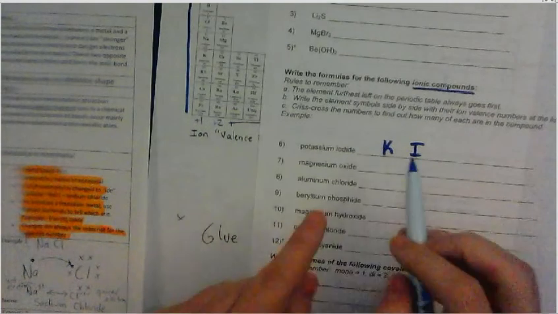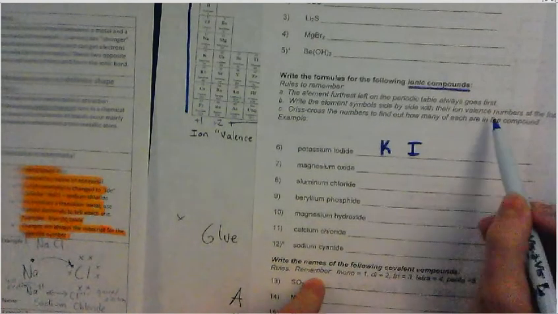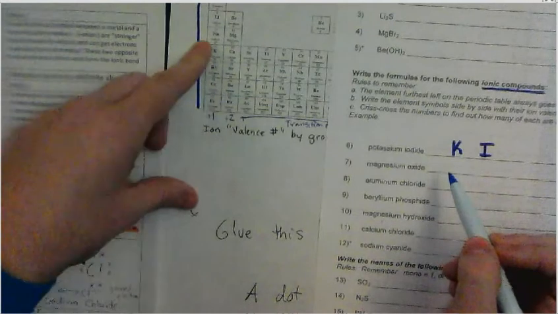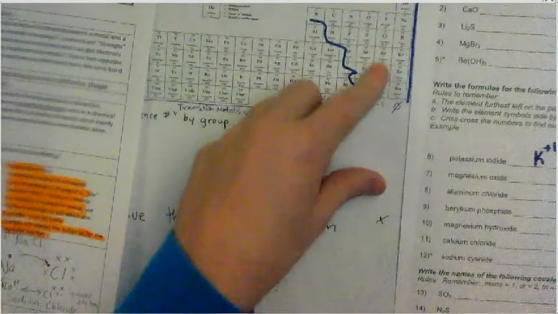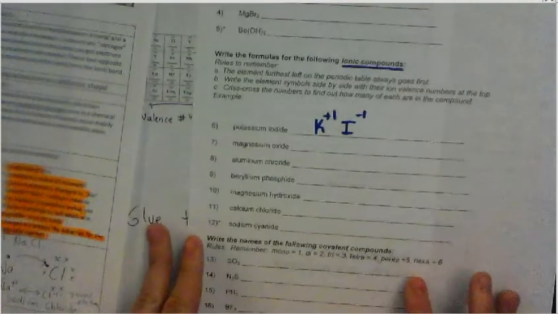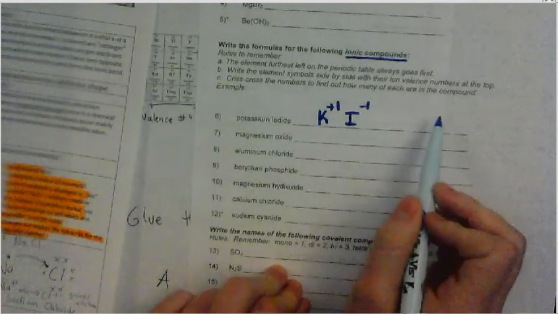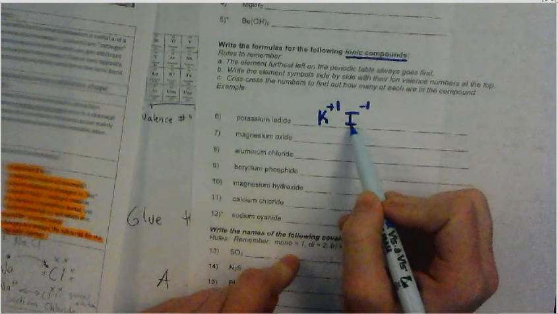Here's the tricky thing for ionic compounds. You have to write the element symbol side by side with their ion valence numbers at the top. So we have to look those up on the periodic table, and see why the periodic table is important. Potassium is in the first column. It has a +1. Iodine is in this column and it has a -1. We're going to crisscross the numbers to find out how many of each are in each compound. You can also think of it as if potassium has a charge of 1, iodine is going to have that many, and if iodine has a charge of 1, potassium is going to have that many. So you're just crisscrossing, and what you end up with is K1I1, or you could just write that as KI. Either one of those will be correct for this.